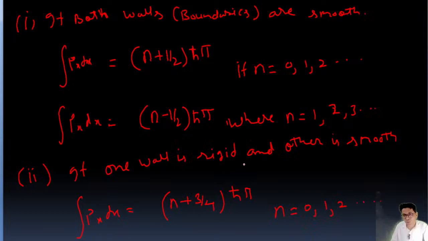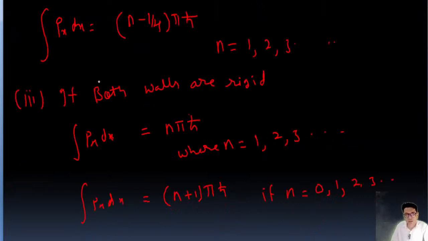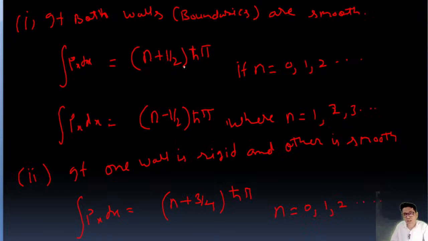And in the case where one is rigid and the other is smooth, the integral of p dx is going to be n plus 3 by 4 h cut pi, and n will start here with 0. Similarly, if n starts with 1, then n minus 1 by 4 pi h cut. And for the case where both boundaries are smooth, when n starts with 0, 1, 2, it is n plus half h cut pi, and if it starts with n equal to 1, 2, 3, then the integral of p dx is n minus half h cut pi.